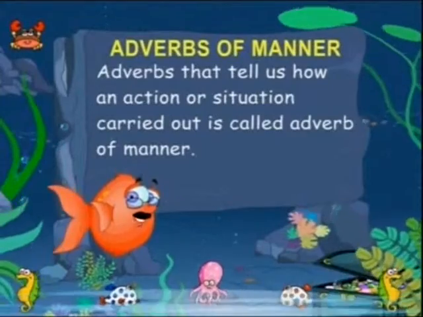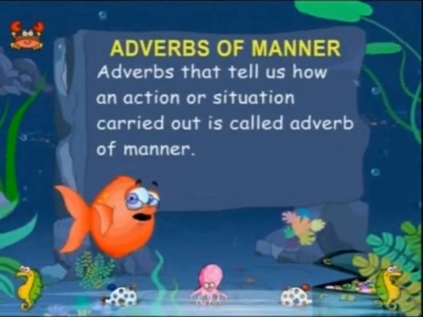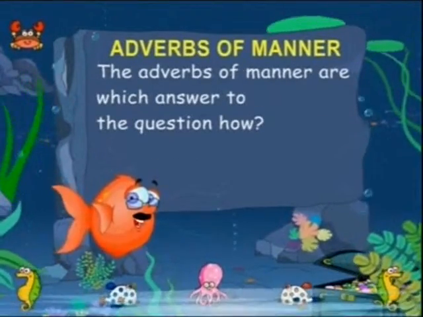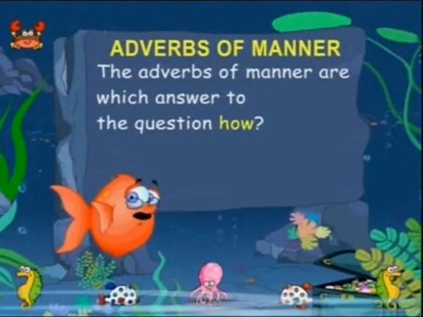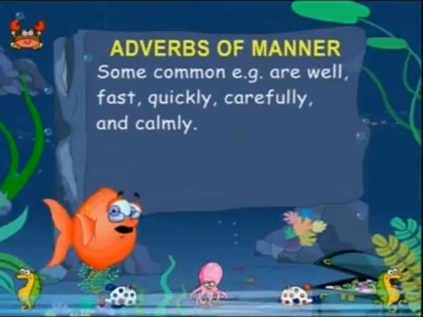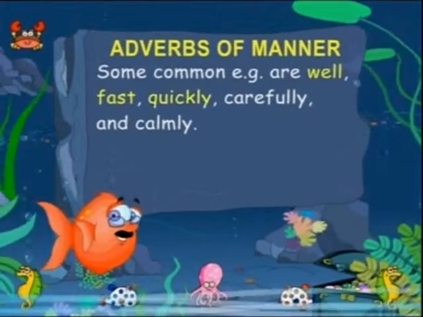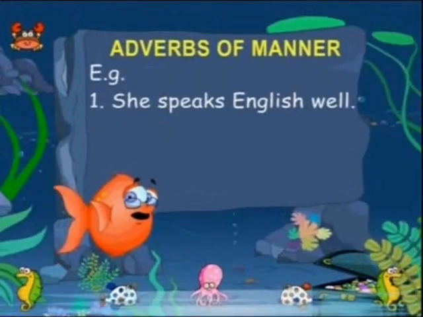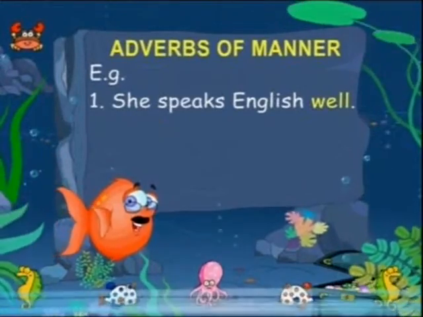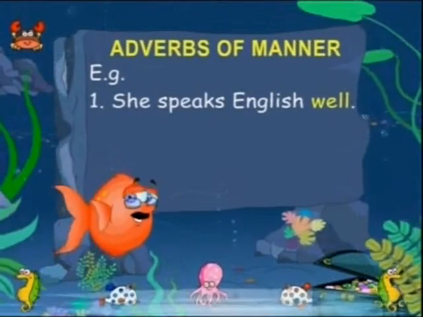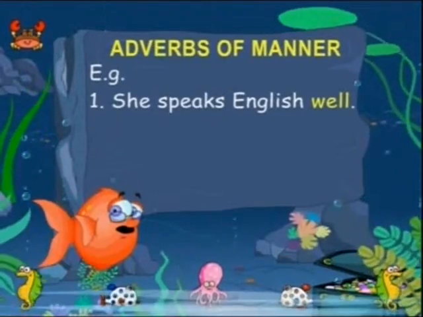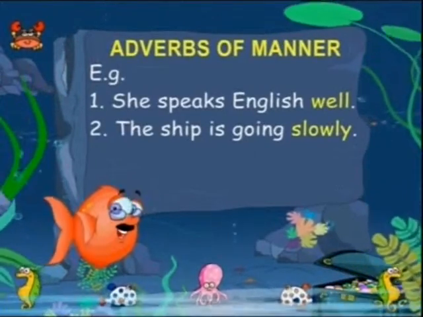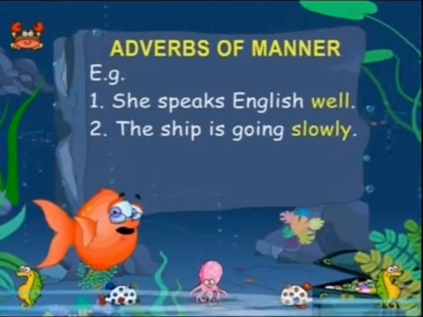Adverbs that tell us how an action or situation is carried out are called adverbs of manner. The adverbs of manner are those which answer the question how. Some common examples are well, fast, quickly, carefully, and calmly. Example: she speaks English well. Well is the adverb as it tells us more about the verb speak. The ship is sailing slowly. Slowly is the adverb as it tells us more about the verb sailing.